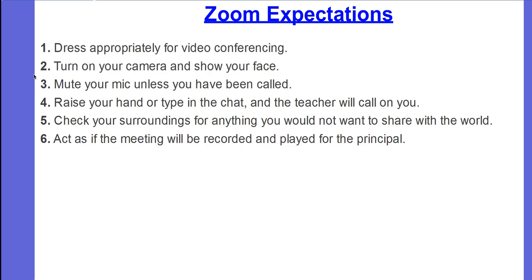So during these Zooms, we just want everyone to be respectful and everyone to have an equal opportunity at learning. So that's why these Zoom expectations are in place. We do want to make sure that you're prepared every day and that you're present in the Zoom meetings.